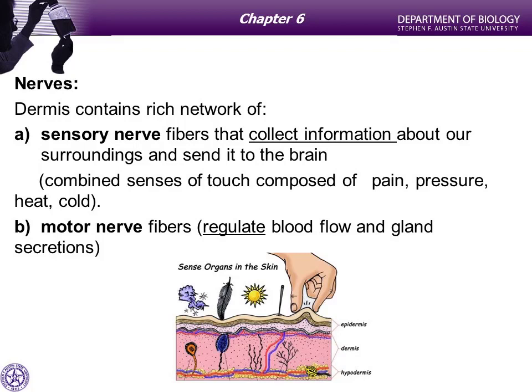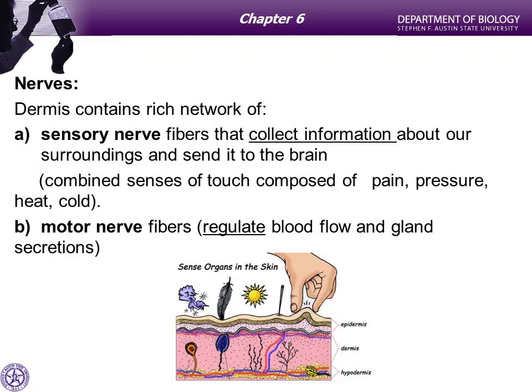Now, let me explain. Sensory nerves, those are nerves that are bringing information to the brain about something going on, either inside our body, outside in the environment, bringing in information. Motor nerves are nerves that are taking information from the brain, sending it out to the body to make something happen. Hence the term motor.